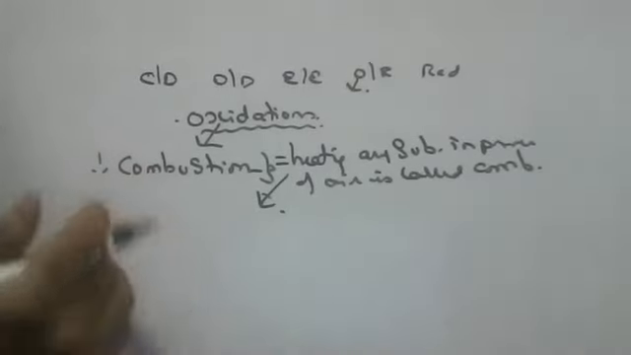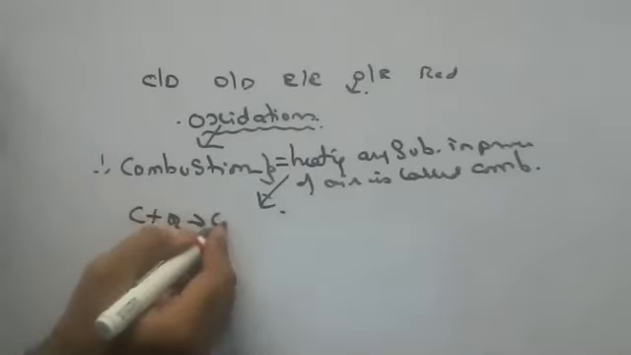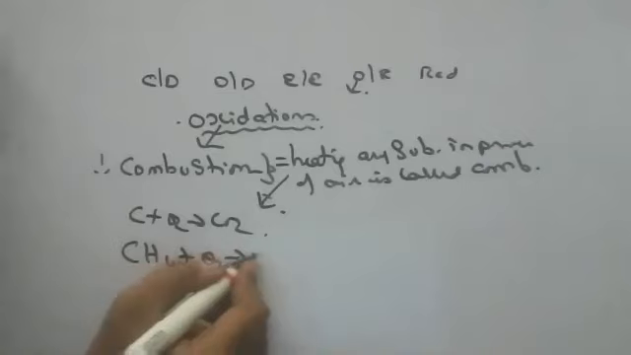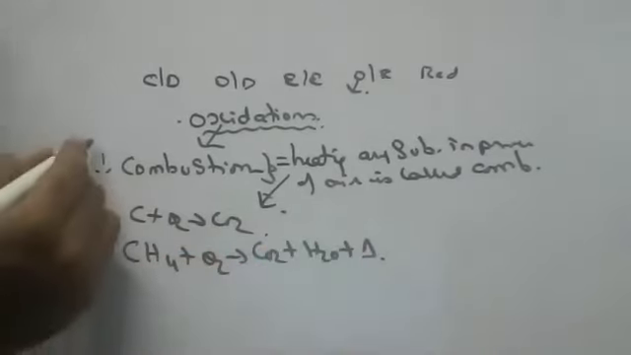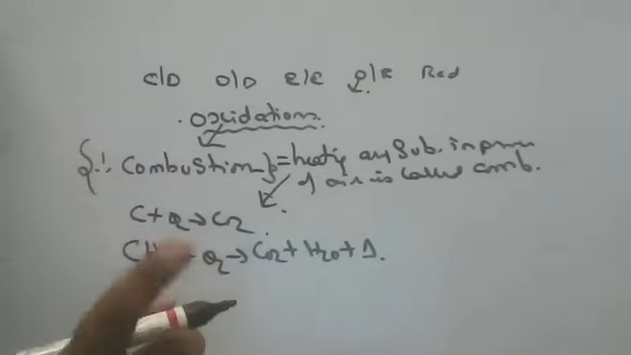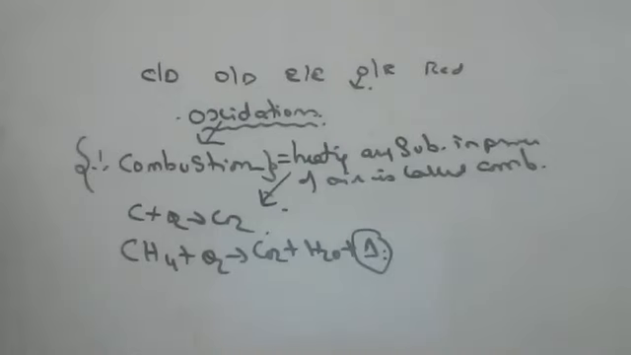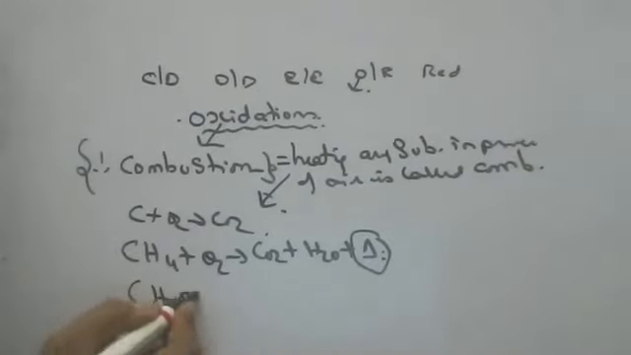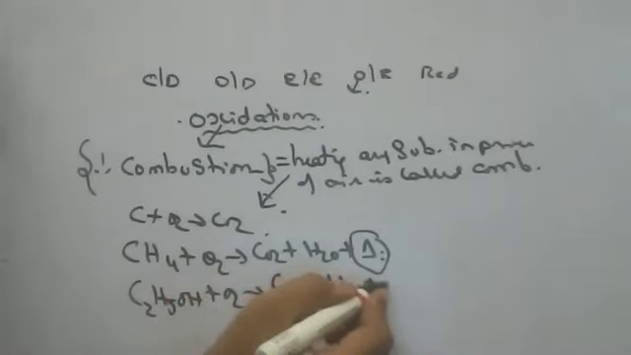Now children, some examples. C plus O2 gives CO2. Methane on combustion: any combustion gives carbon dioxide, water, energy. I already discussed combustion in exothermic reactions also. All combustion reactions are exothermic because they liberate heat. That's why organic compounds are used as fuels also, I told you. Take ethanol, suppose. On combustion, any organic compound gives carbon dioxide, water, energy.